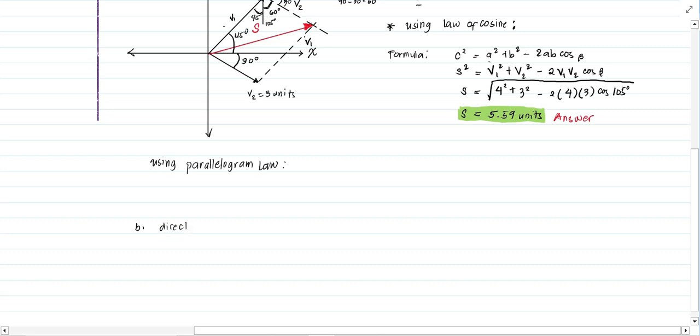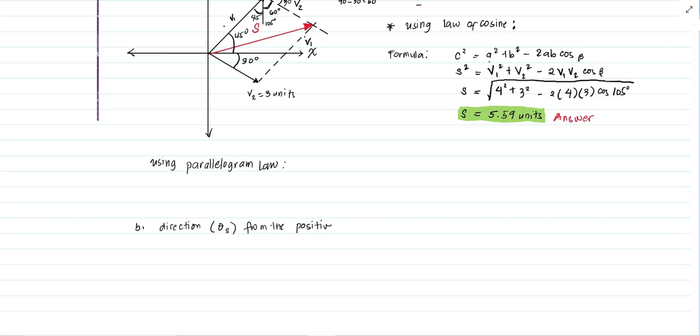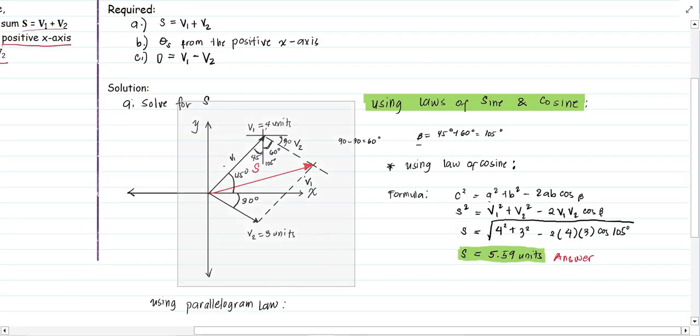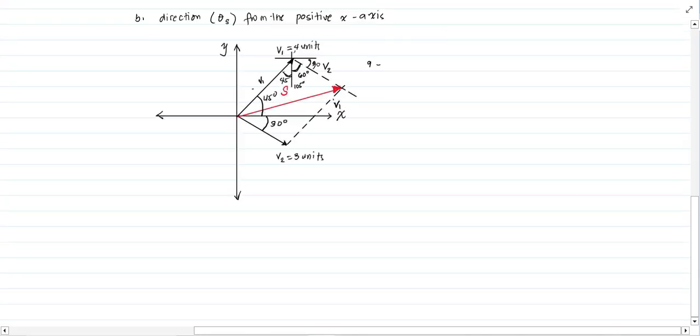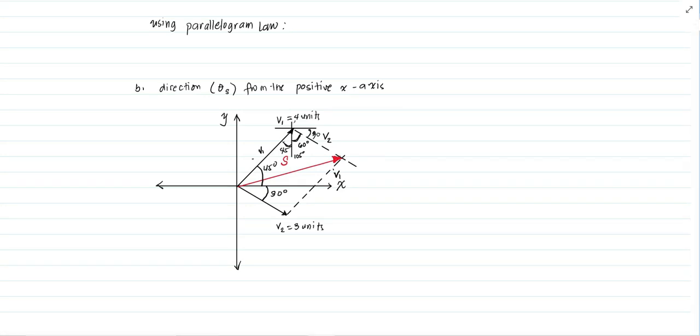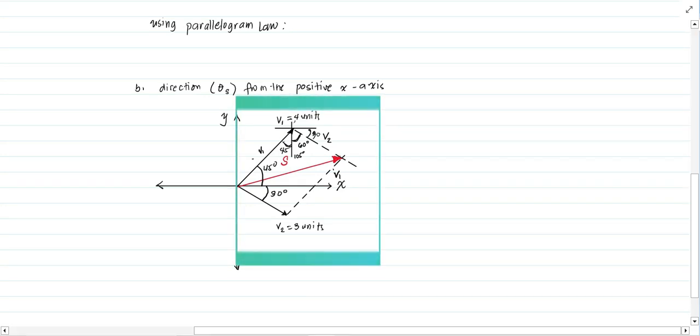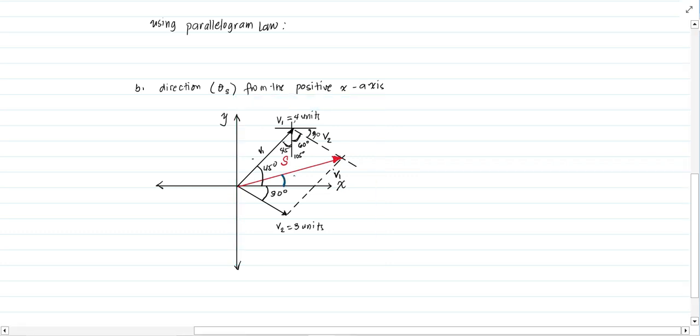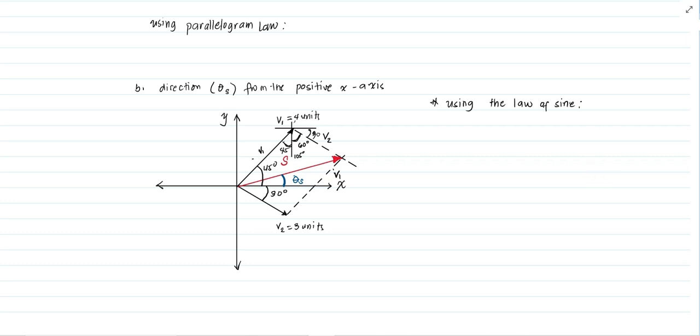In solving for the direction, or the angle of the vector sum s from the positive x-axis, let us first analyze its position in the force body diagram. The positive x-axis in the coordinate is at the right side. Hence, the angle theta sub s that we are looking for is as shown. Let us apply the law of sine in solving for the direction of the vector sum s. The law of sine states that the side of a triangle divided by the sine of its opposite angle is equal to any other side in the triangle divided by the sine of its opposite angle.